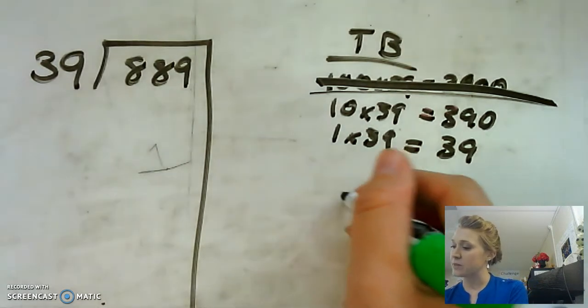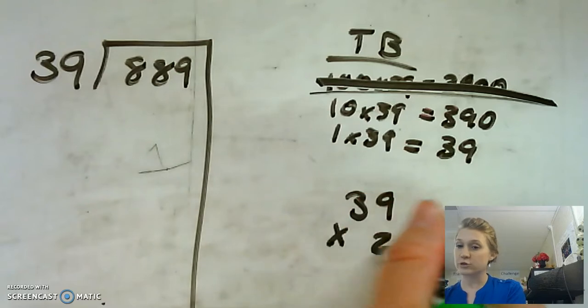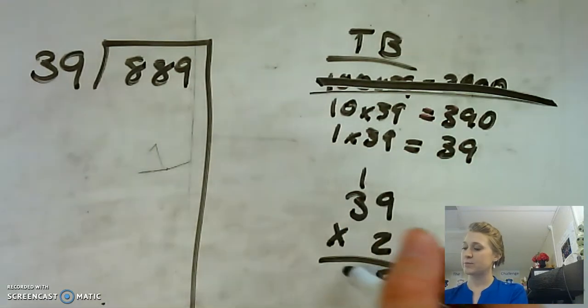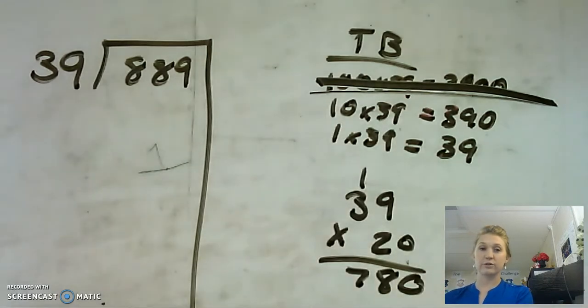Let's look at 20. Again, I'm going to use that trick of just multiplying it by 2. 2 times 9 is 18. 2 times 3 is 6 plus 1 is 7. Add your 0 and your 0. That's 780. That's pretty good.